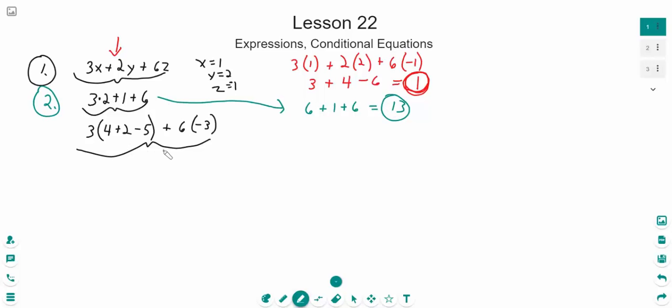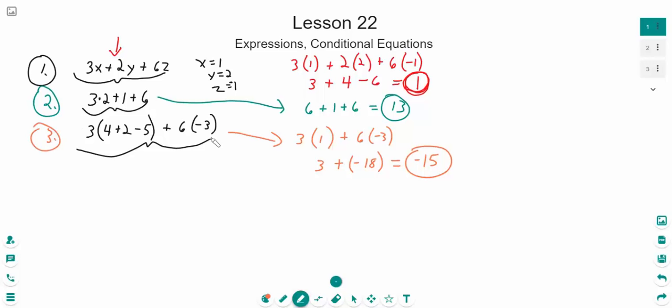And then finally, we have this one here, which I think you get the idea, but just doing it quickly, we do our parentheses first. 4 plus 2 is 6. 6 minus 5 is 1. So we have 3 times the 1 in the parentheses plus the 6 times a negative 3. Multiplying this out, we get 3 plus a negative 18. And 3 plus a negative 18 is, of course, a negative 15. So this number 3 is just a complicated way of expressing this value, negative 15.